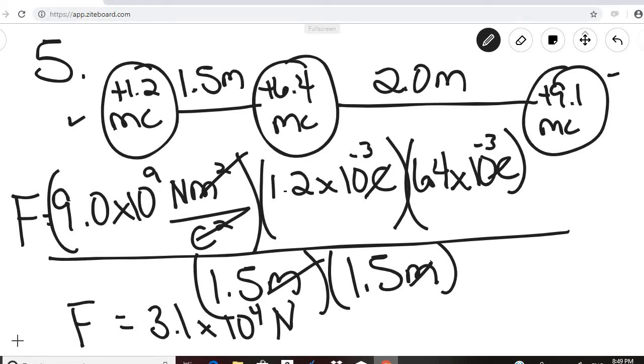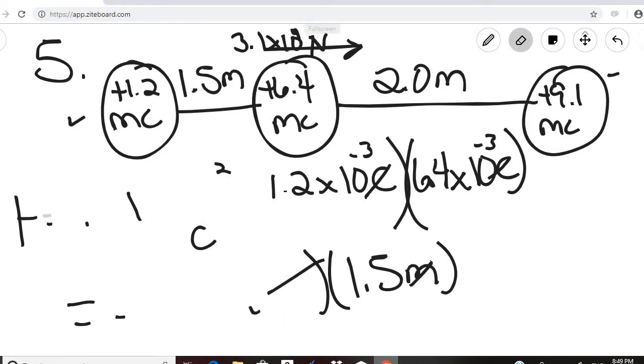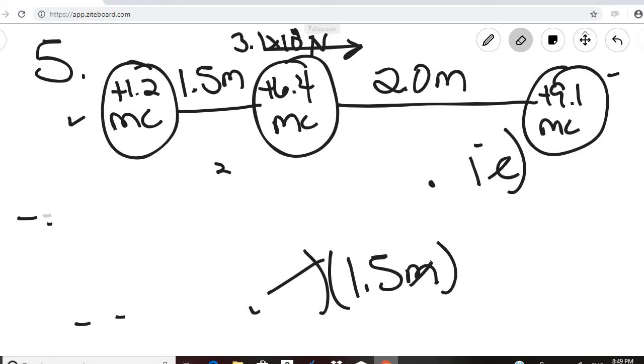These are the same charge, so they're going to repel each other. So this particle is going to move in this direction as a result of this particle. Okay, so this would be 3.1 times 10 to the 4th newtons in that direction. Okay, then we can do the force for the other 2 charges.